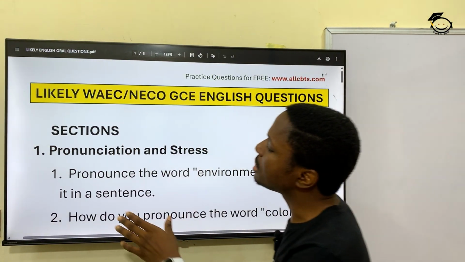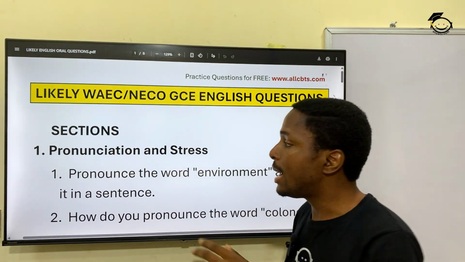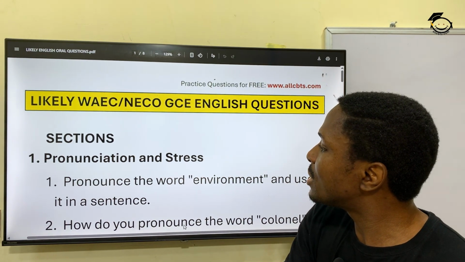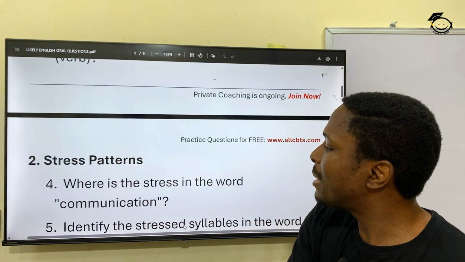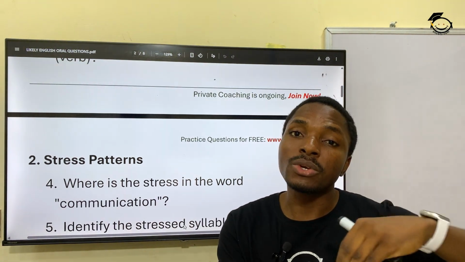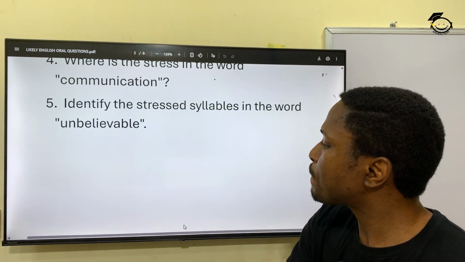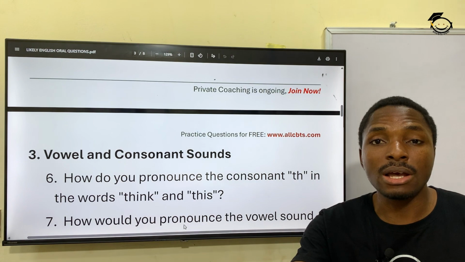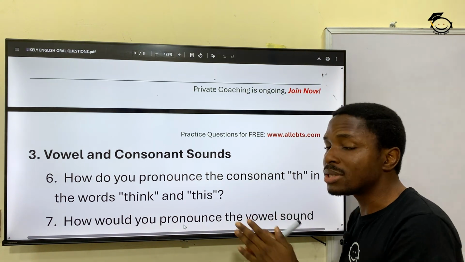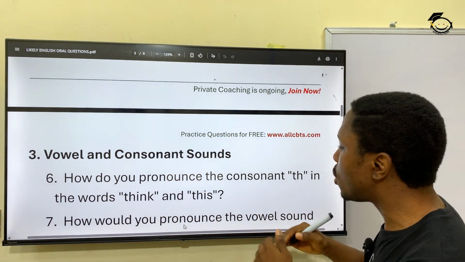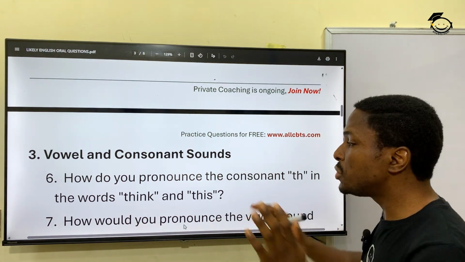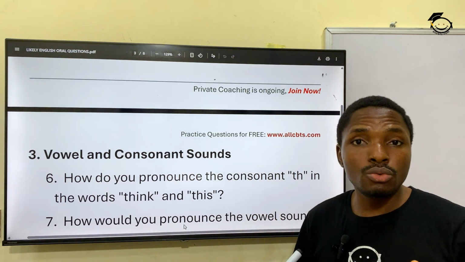Now, I have about 9 to 10 sections. I have pronunciation and stress, and stress patterns. I'm going to be giving you some examples on stress patterns, and I'll use those examples to explain stress patterns. And then I have vowel and consonant sounds. So we're going to be looking at some vowel and consonant sounds. How do you pronounce words? These are likely questions that you will encounter. Even if these questions don't come exactly as these, they will come very close, very similar. So once you already have the idea of these questions, you do well.